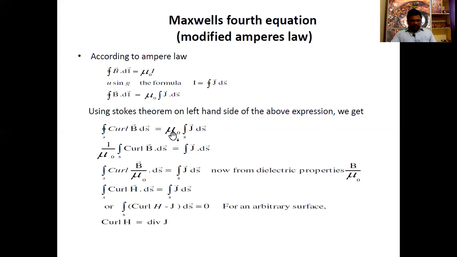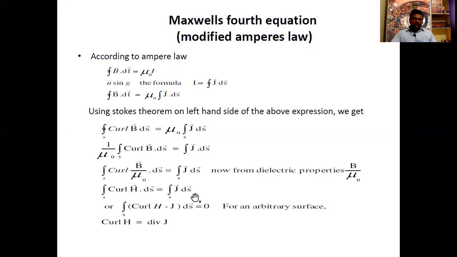Now we are bringing this mu naught to this side and writing as it is. So 1 by mu naught curl of B bar dot dS bar is equal to the surface integral of J bar dot dS bar. Now we are bringing this mu naught to this side, so the surface integral of curl B bar by mu naught dot dS bar is equal to the surface integral of J bar dot dS bar, because B bar by mu naught is nothing but our H, that is the intensity of magnetic field. So by writing H instead of B bar by mu naught, we will get this one.